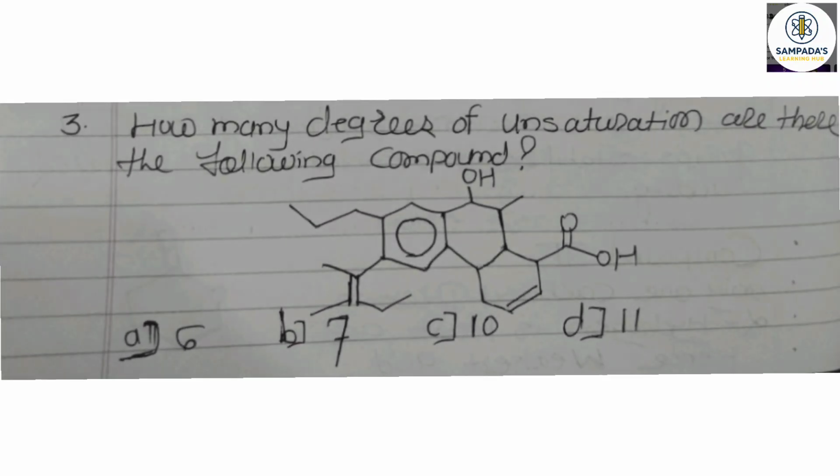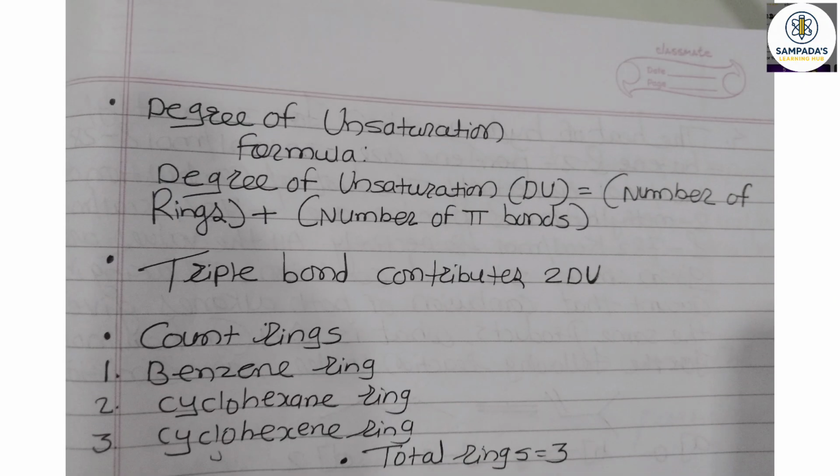Question third, the degree of unsaturation. The degree of unsaturation is equal to the number of rings plus the number of pi bonds. So a triple bond contributes to DU, meaning degree of unsaturation. So count the rings. Benzene ring is there, cyclohexane ring is there, and cyclohexane ring is there. So total 3 rings are there.